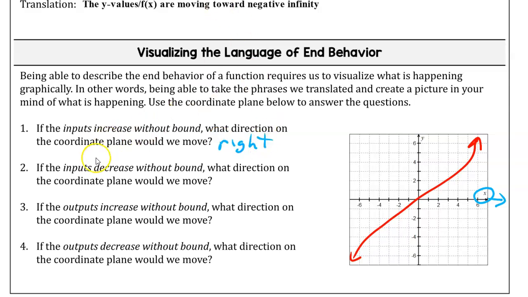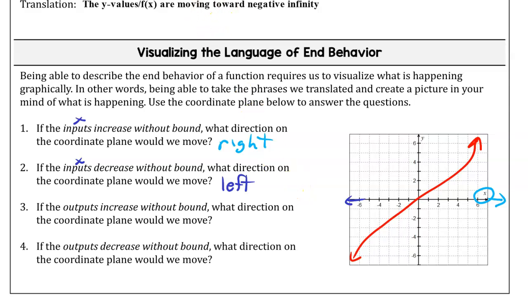All right, and then we have the inputs are decreasing without bound. What direction is that? So inputs, once again, x. Think inputs, always think x. All right. Decreasing would be to the left, right? So we're going forever here. That's going to be moving to the left. And we could say to the right towards infinity and to the left towards negative infinity.